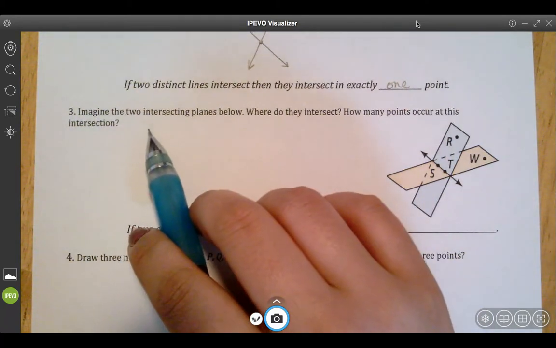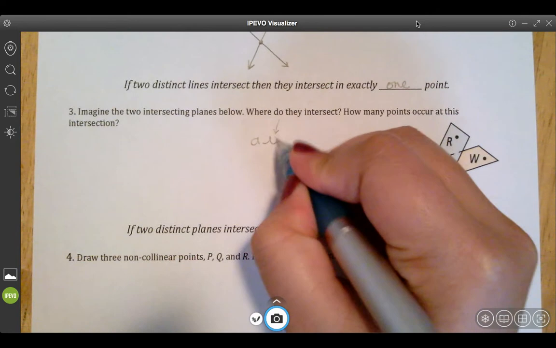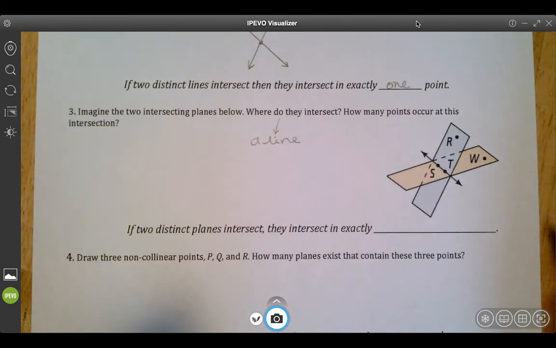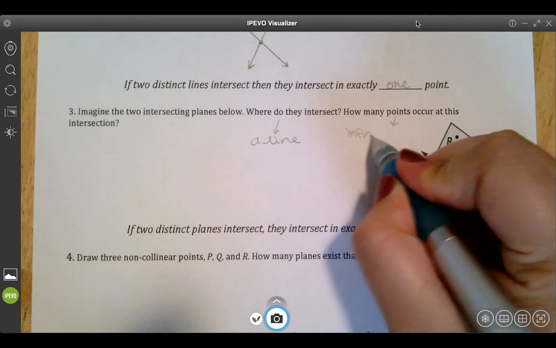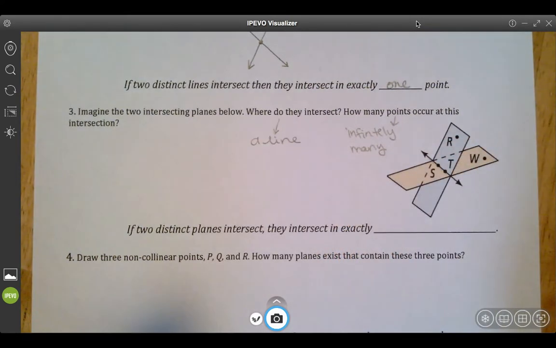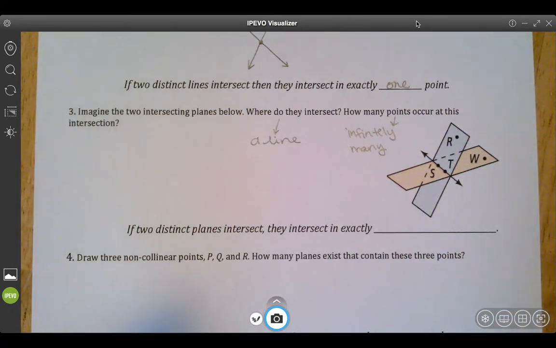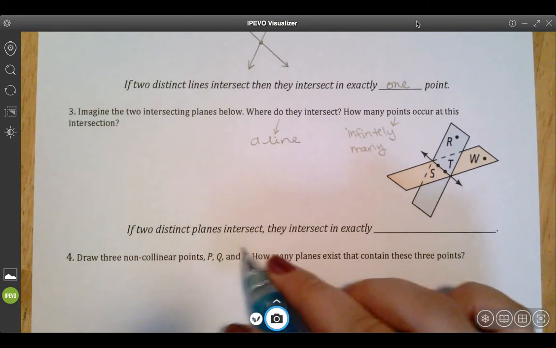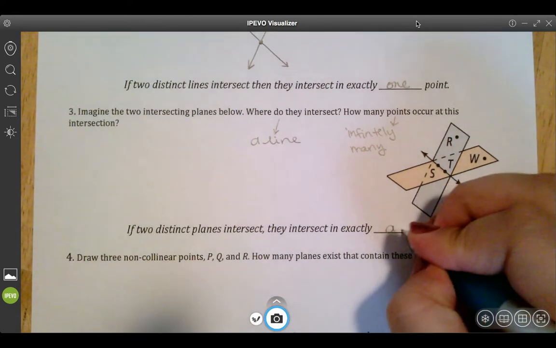So imagine two intersecting planes. Where do they intersect? They intersect at a line. And how many points occur at the intersection? How many points are there in a line? Well, there are infinitely many points in a line, right? Because a line never ends. And the plane keeps going on, and so does the line. And so if two distinct planes intersect, they intersect in exactly a line.